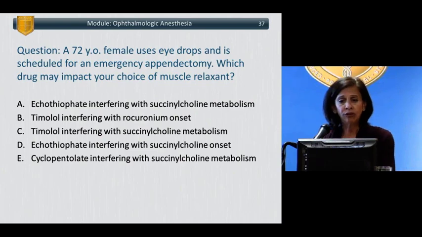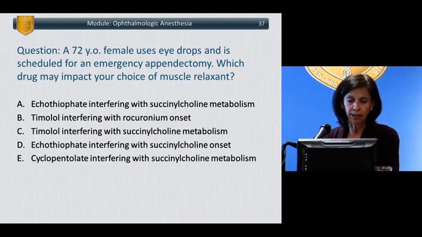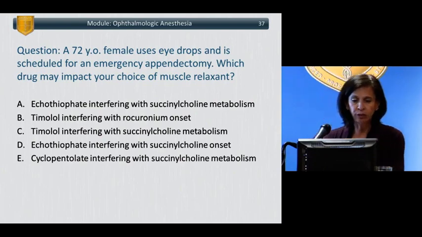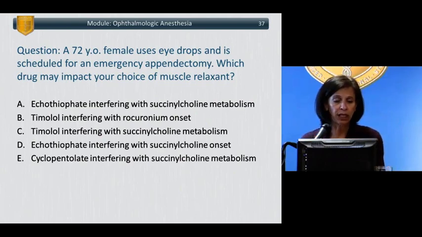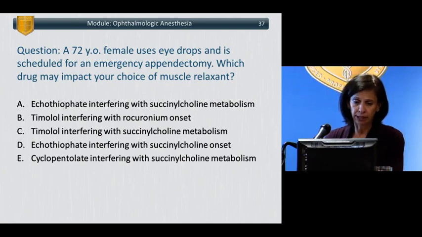So you have a 72-year-old female who uses eye drops and is scheduled for an emergency appendectomy. Which drug may impact your choice of muscle relaxant? A, ecothiopate, interfering with succinylcholine metabolism. B, timolol, interfering with rocuronium onset. C, timolol, interfering with succinylcholine metabolism. D, ecothiopate, interfering with succinylcholine onset. E, cyclopentolate, interfering with succinylcholine metabolism.